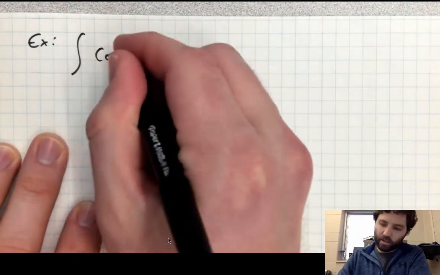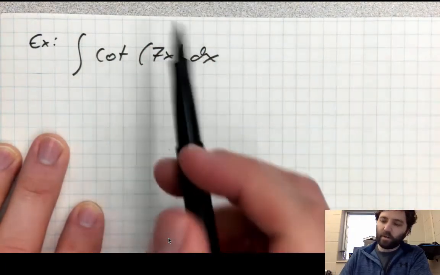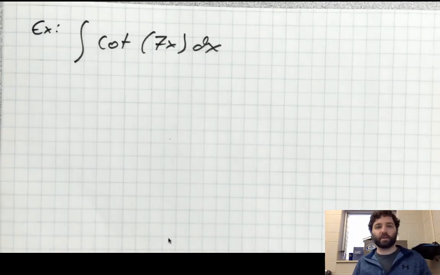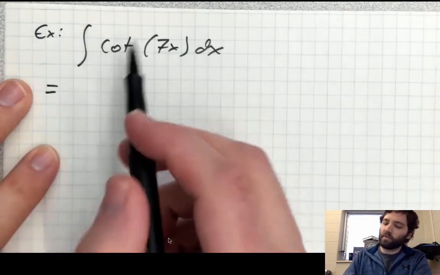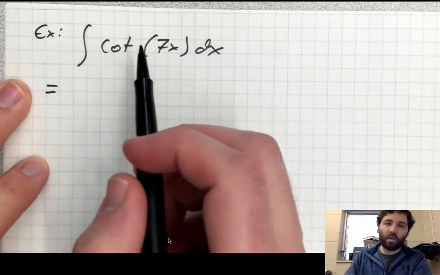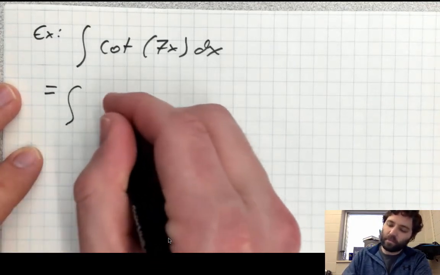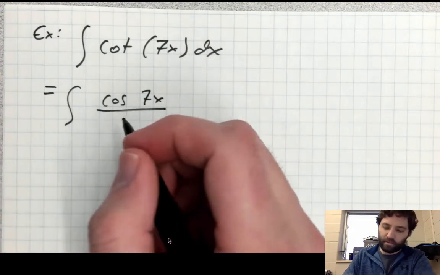The integral of cotangent of 7x dx. All right, so this one, we're going to actually have to use a trig identity to help us out because there's no obvious u du situation. If you pick u as 7x, you get du is 7, and that doesn't really help you. So what we're going to do is change this cotangent to cosine over sine and see if that helps. So we'll change this to cosine of 7x over sine of 7x.